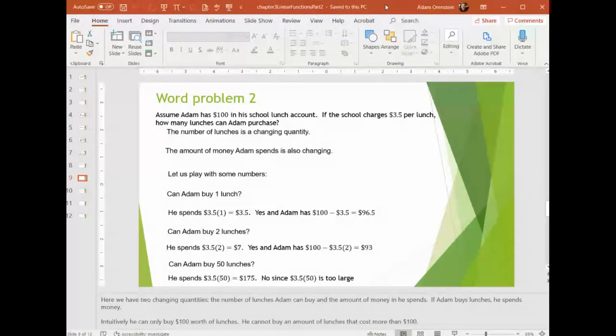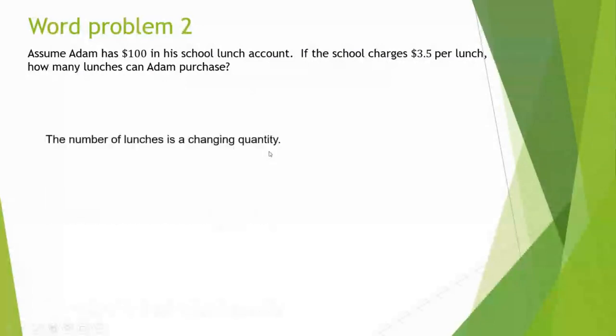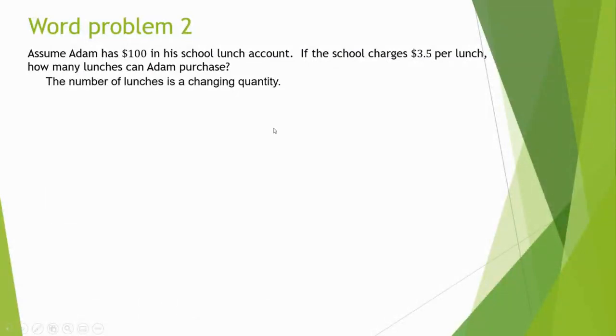Okay. So again, we want to know how many lunches Adam can buy. Well, so what's changing here? Of course, the number of lunches, that's something that's changing. We don't know what it is, but that's a changing quantity. And what else is changing? Well, money, right? How much money he has in that account, or how much money he spends. That's changing, right? The more lunches he buys, the more money he's going to spend. So that's going to change.